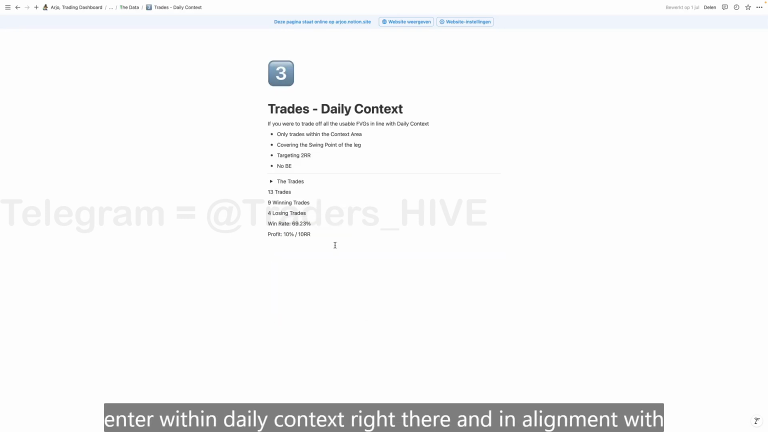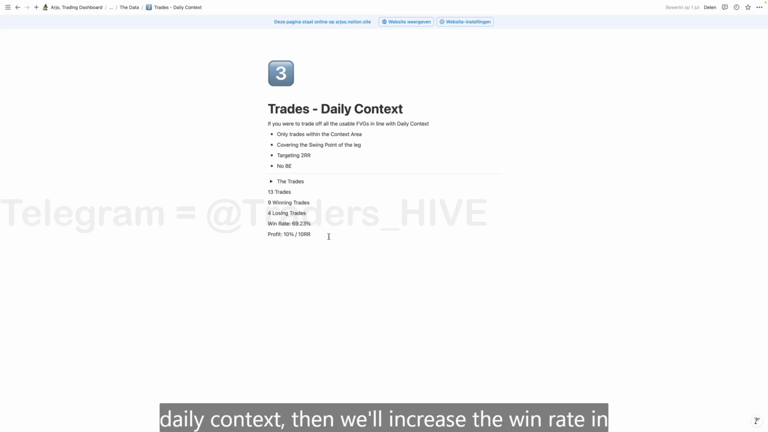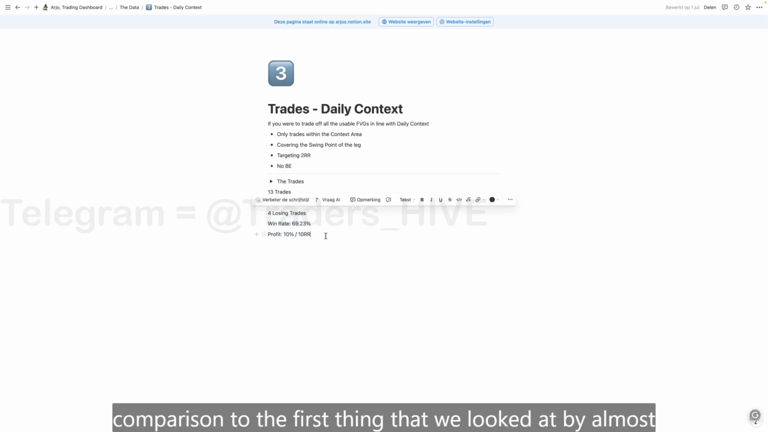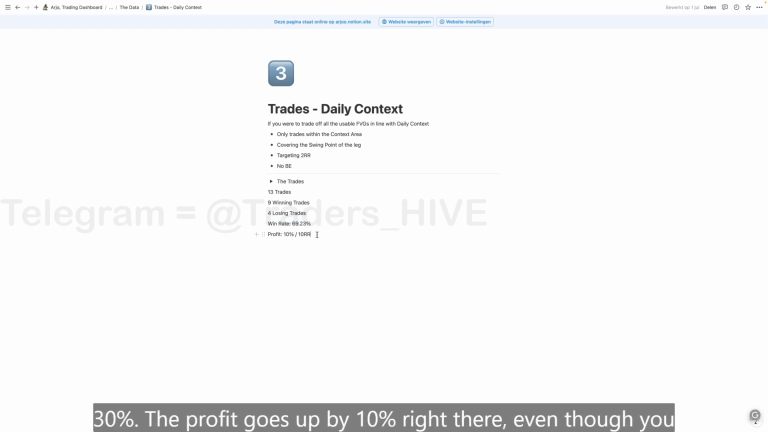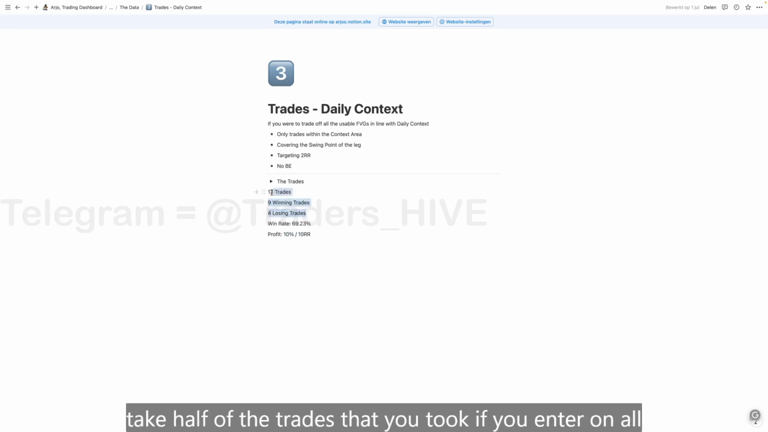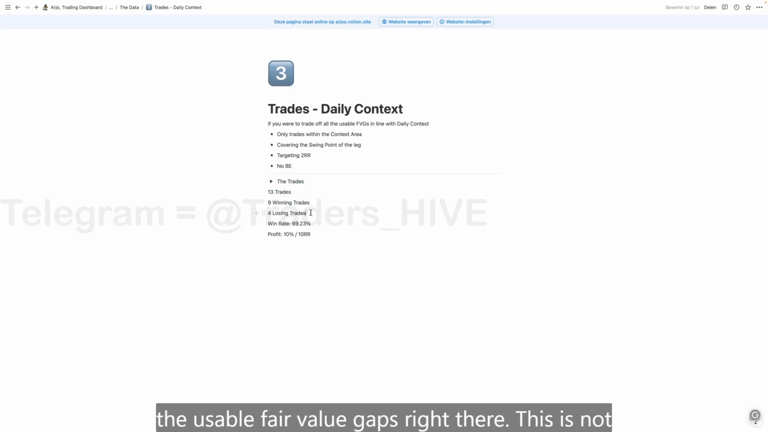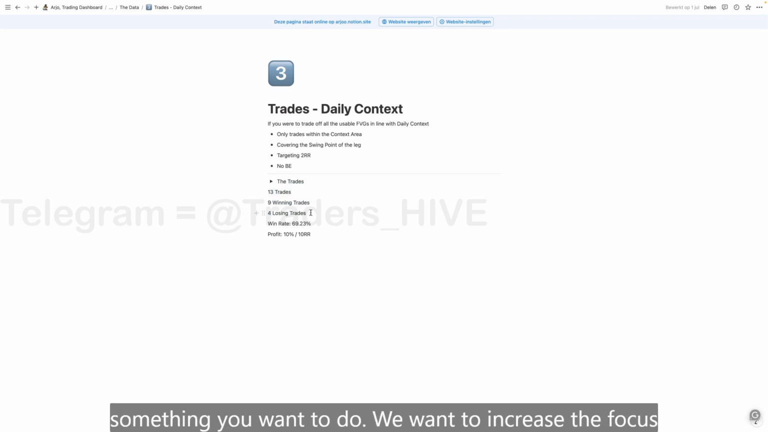If we enter within daily context right there and in alignment with daily context, then we'll increase the win rate in comparison to the first thing that we looked at by almost 30%. The profit goes up by 10% right there, even though you take half of the trades that you took if you enter on all the usable fair value gaps right there. This is the focus right here.